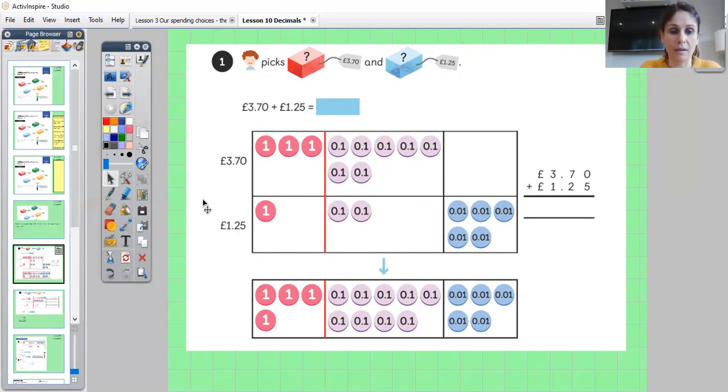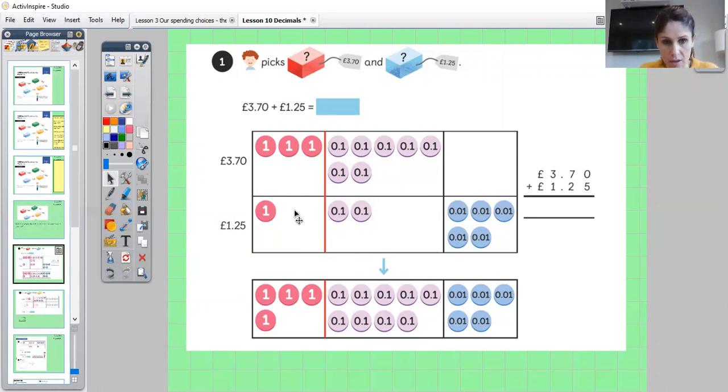Hopefully you worked out that we should have a 1 in this column. Well, it would be a 10, wouldn't it? But it would be 1 more in the tens column, and we would actually put a 10 counter in there. So we'd have £11.25. Okay, so what does that look like when we put it together?